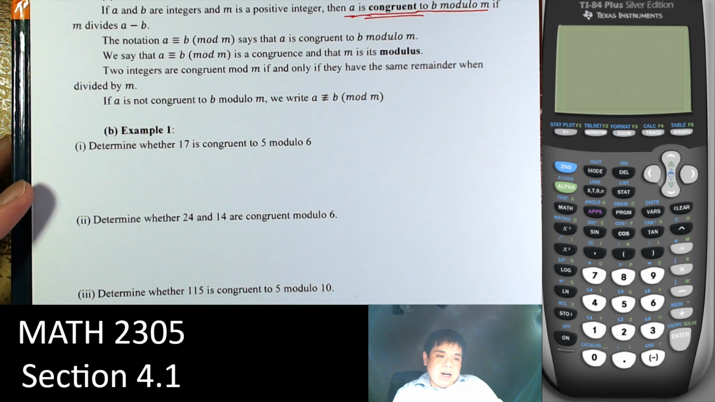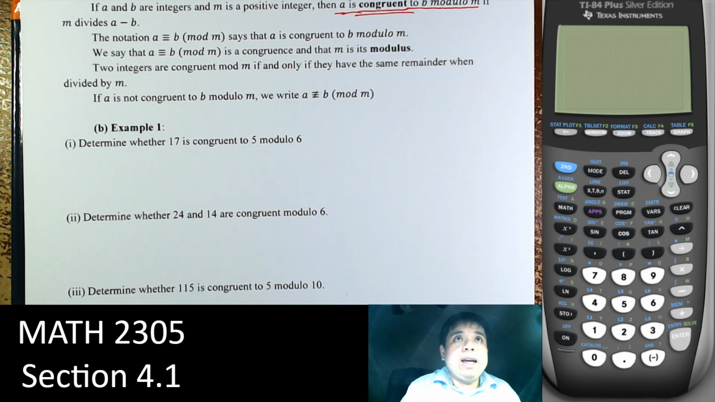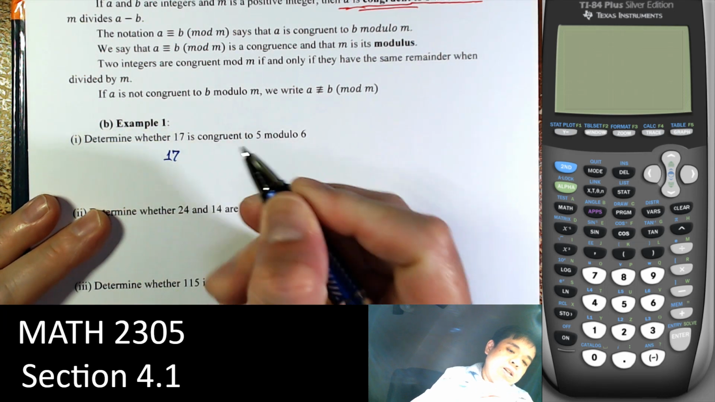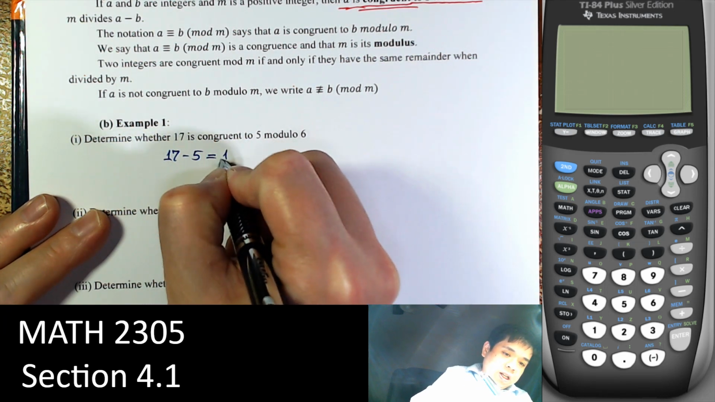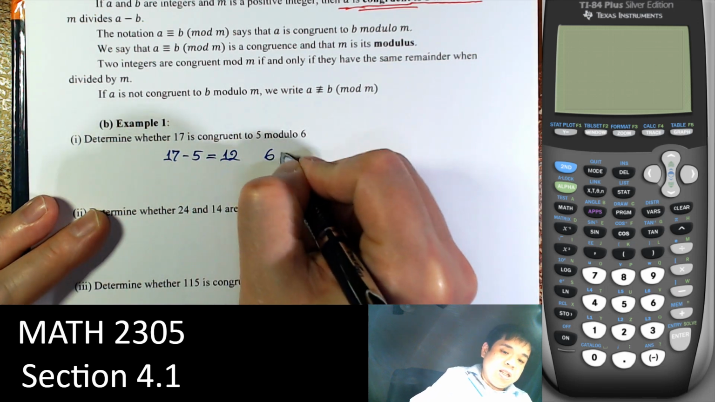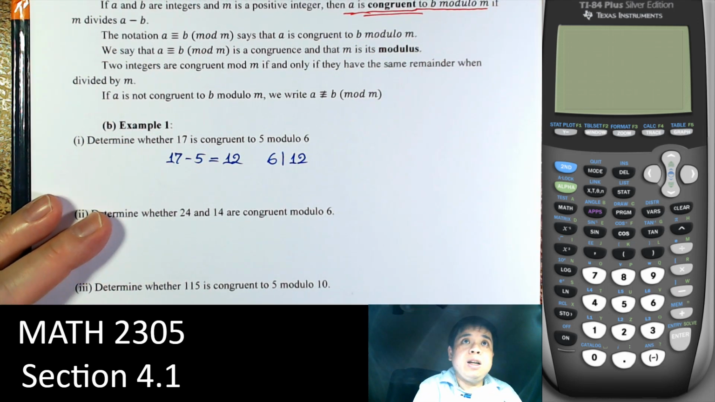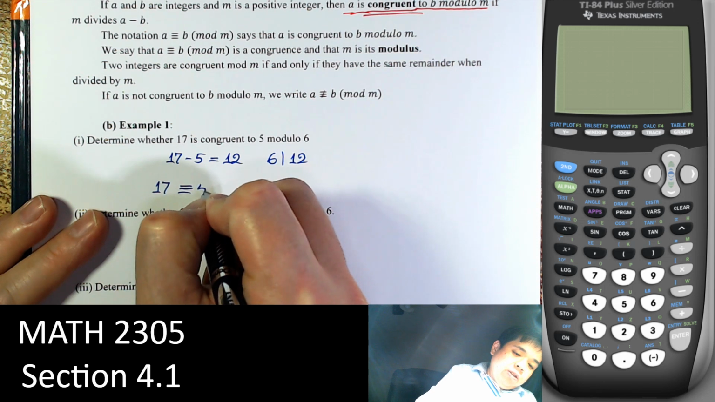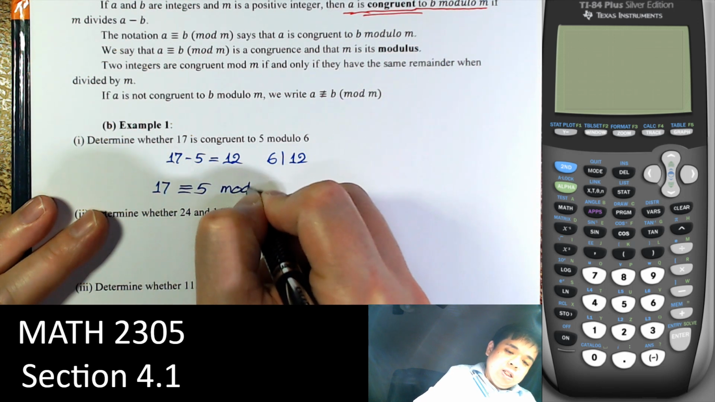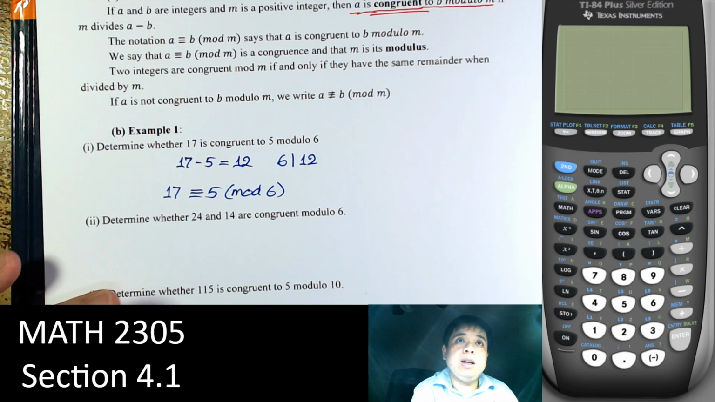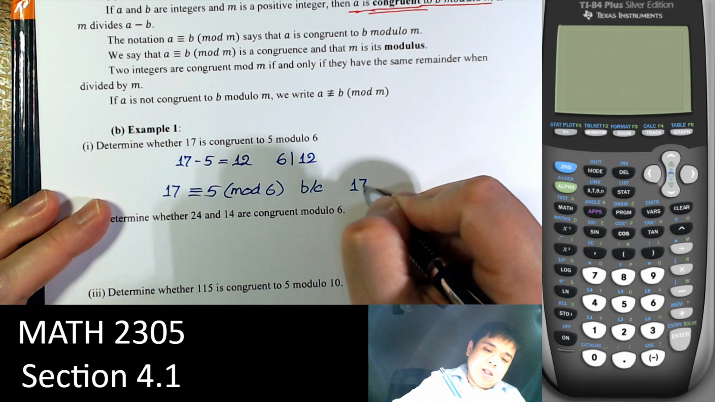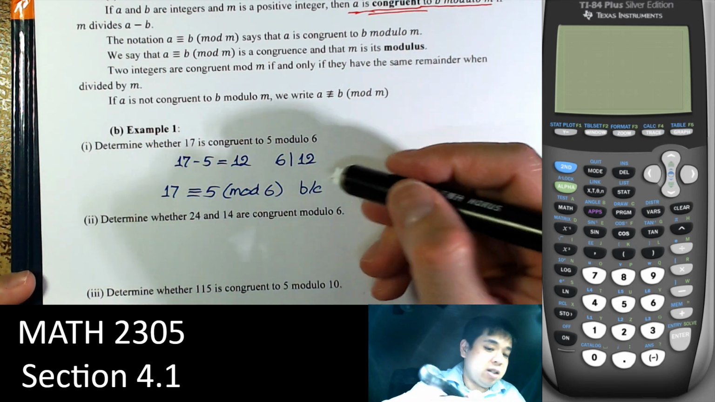Right, so first determine if 17 and 5 are congruent mod 6. So we just take the difference, using the first definition here. 17 minus 5 is 12, and 12 is divisible by 6, so we say 6 divides 12. So yes, we say 17 is congruent to 5 mod 6. Notice we have to put in the parentheses here, because 6 divides the difference.